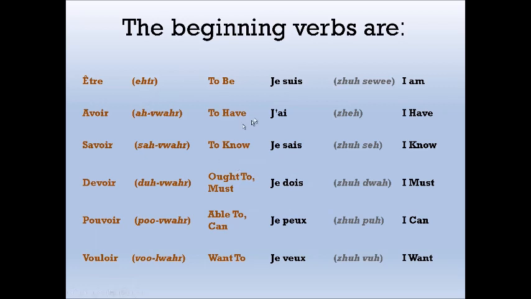We did être, to be, avoir, to have. Je suis is one. J'ai, well, I just put the first person singular. Savoir, je sais, to know. Devoir, ought to, must, je dois. Pouvoir, able, je peux, I can. Vouloir, want to, je veux, I want.